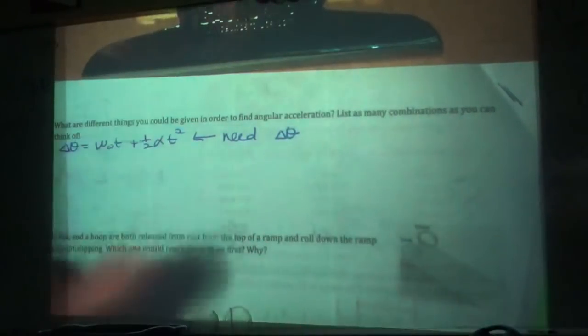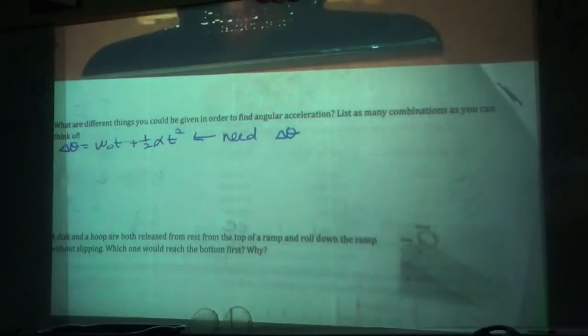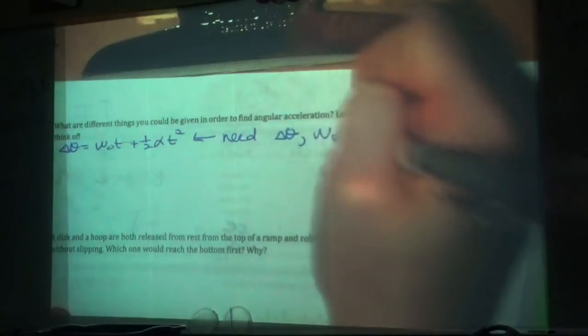And if you wanted to use this equation, you would need the change in theta, so like how many times did it go around, because you could just say, oh, it went around 5 times. 5 times 2 pi is how many radians it went around, because each rotation is 2 pi radians. And you would also need omega naught, and you would also need the time.